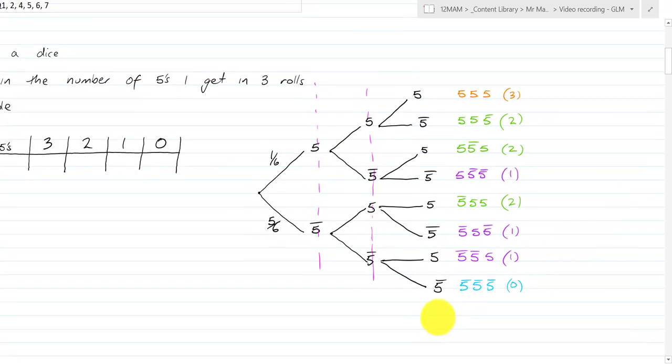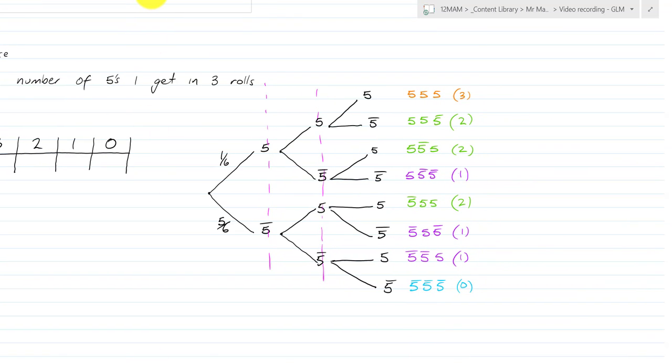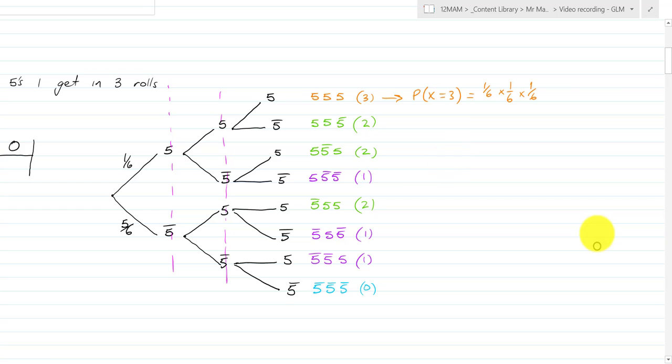Now, if I move along these branches, I can calculate probabilities. So for example, my orange one here, the probability of getting 3 5s, so that is the probability that x equals 3, is equal to 1/6, that's the first 5, times 1/6, that's the second 5, times 1/6, which is the third 5, giving me a total probability of 1 out of 216. So that's of getting 3 5s.